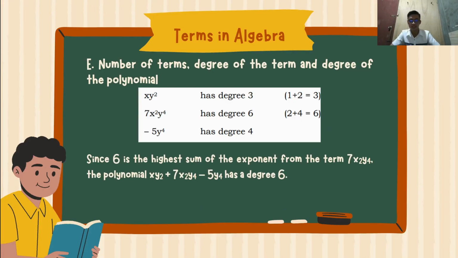Now, since 6 is the highest sum of the exponents, from the term 7x squared y raised to 4, the polynomial xy squared plus 7x squared y raised to 4 minus 5y raised to 4 has a degree of 6. Kung ano yung pinakamataas na degree, yun ang ilalagay kung tinanong, kung yun ang hinahanap.